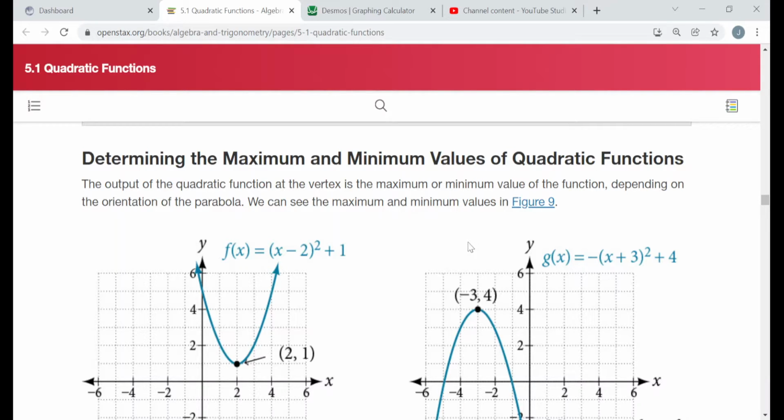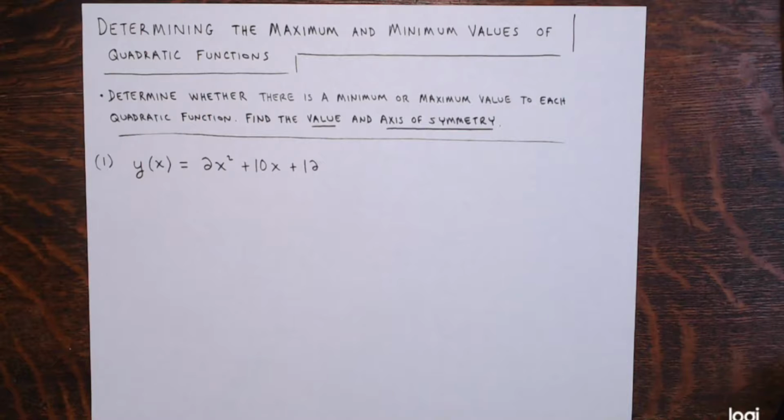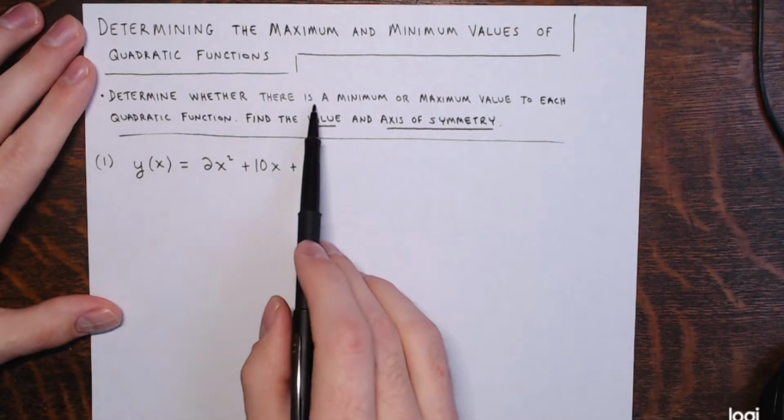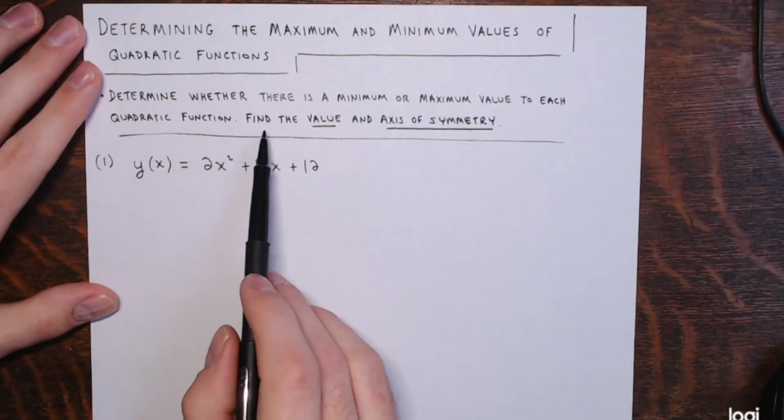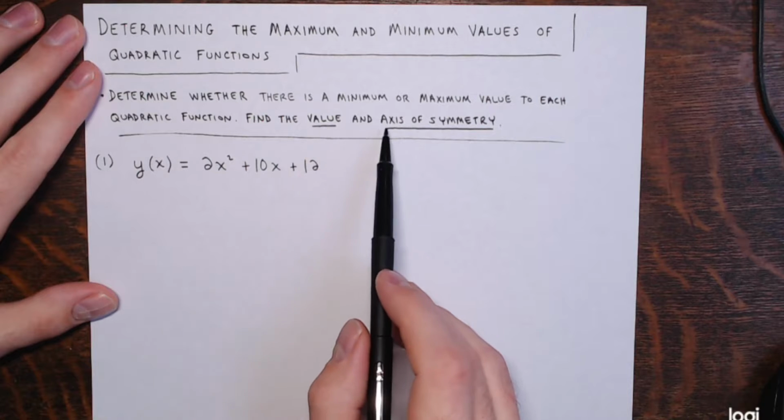Each example I'm doing is either going to be an example from the reading, or one of the try it problems from the reading, or one of the exercises at the end of the section that's related to this particular objective. The first example I have written out here: we're asked to determine whether there is a minimum or maximum value to each quadratic function, find this value, and the axis of symmetry.